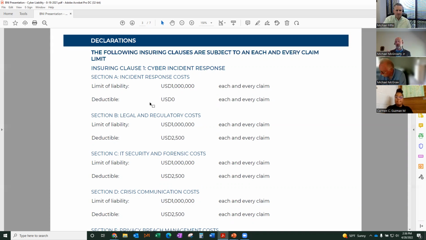Most of them require credit monitoring, paper notification. If the hack's big enough, you have to do a press conference like Target did and some of those larger companies do. So everybody's a little different on that. This takes care of all of it. If I ever get hacked, I just turn it in to them and they start the process and take care of that for me. IT and security forensic costs, that's a huge one.